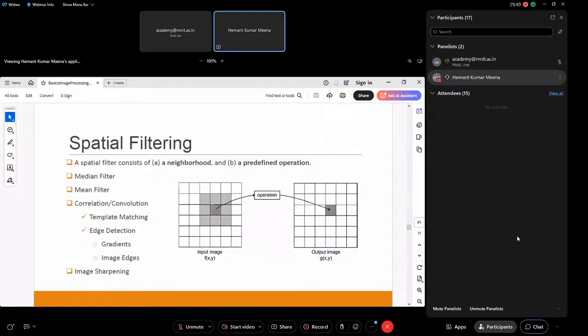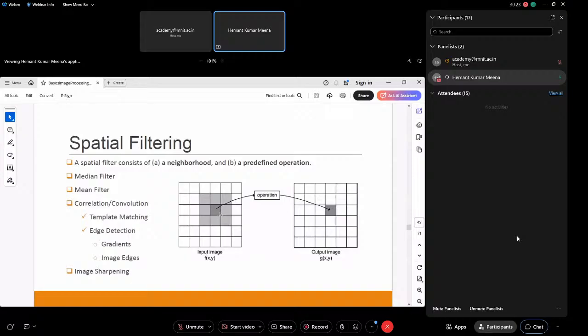Spatial filtering. What do we mean by spatial filtering? Spatial, as we have understood, the basic independent dimension in the image is the spatial coordinates. Spatial coordinates contain the neighborhood, not only one pixel. If you take one pixel at a time, it takes too much time. So we ask, can we take patches or some local region? That basically defines the spatial filter.